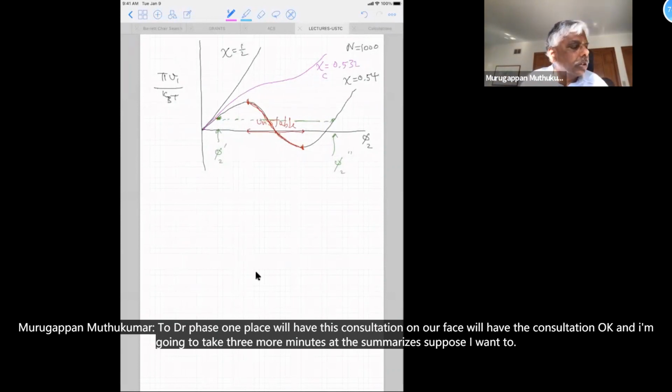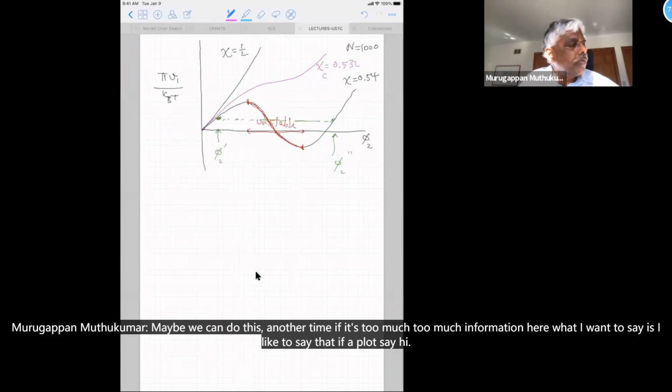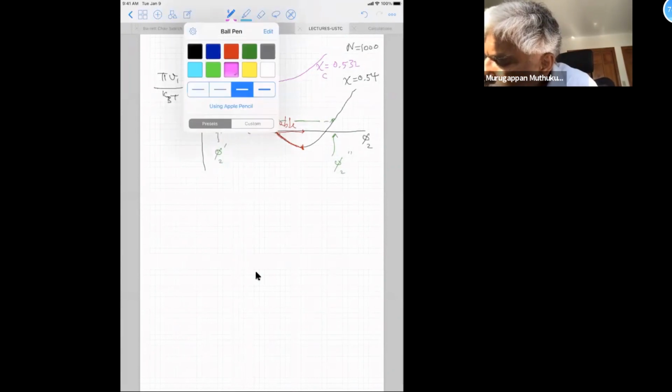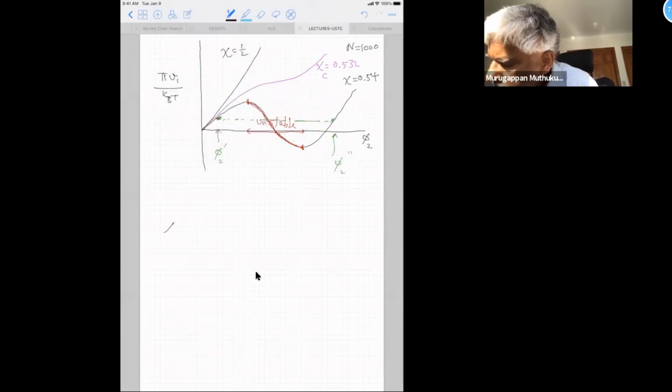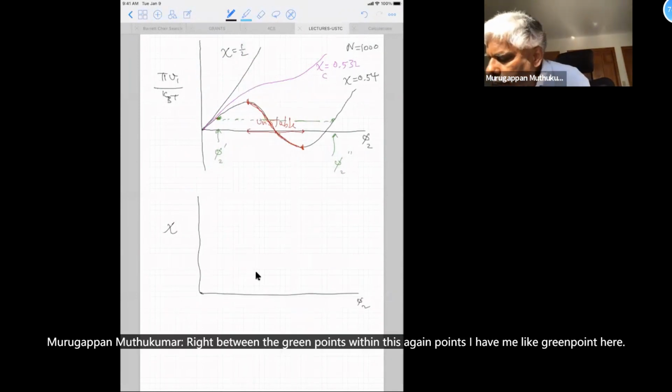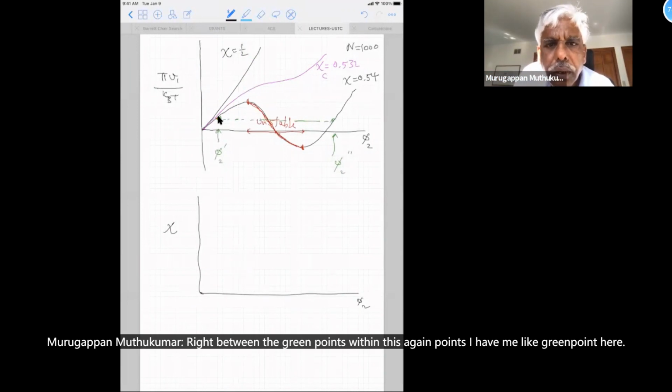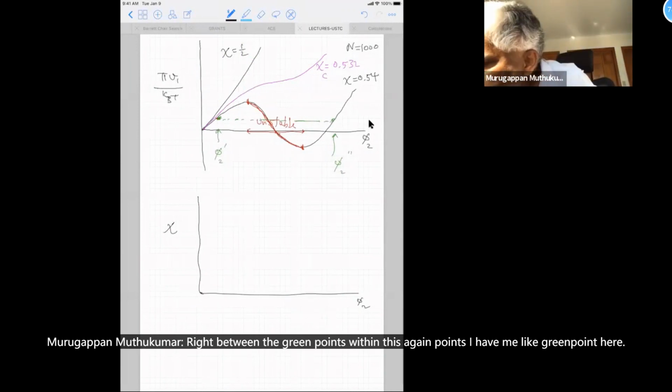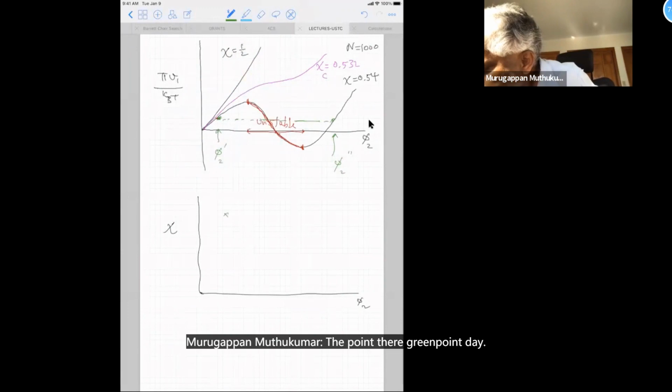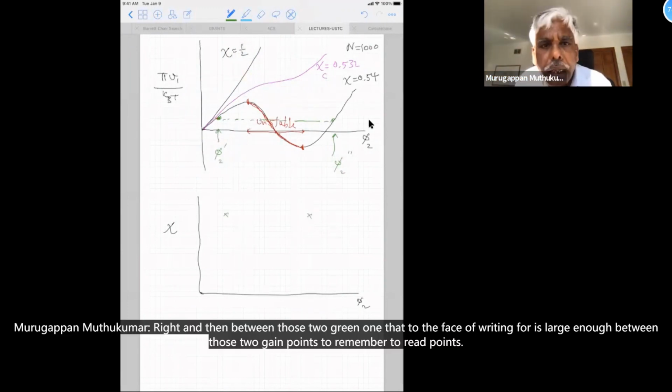Suppose I want to, maybe we can do this another time if it's too much information here. What I want to say is, if I plot chi versus volume fraction phi 2, between the green points, I have, let me write green point in here, green point there. Between those two green points, the system will be phase separating for chi large enough.